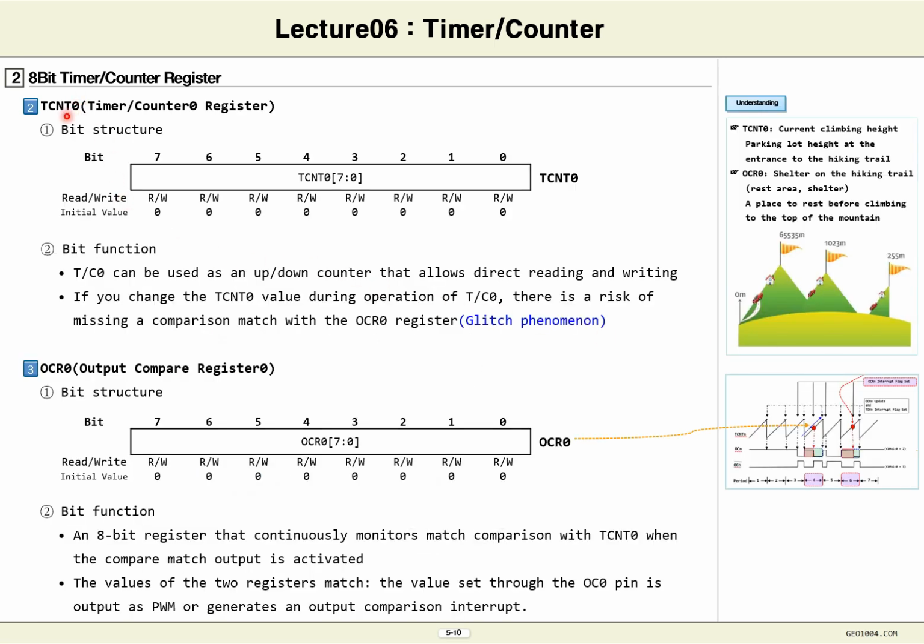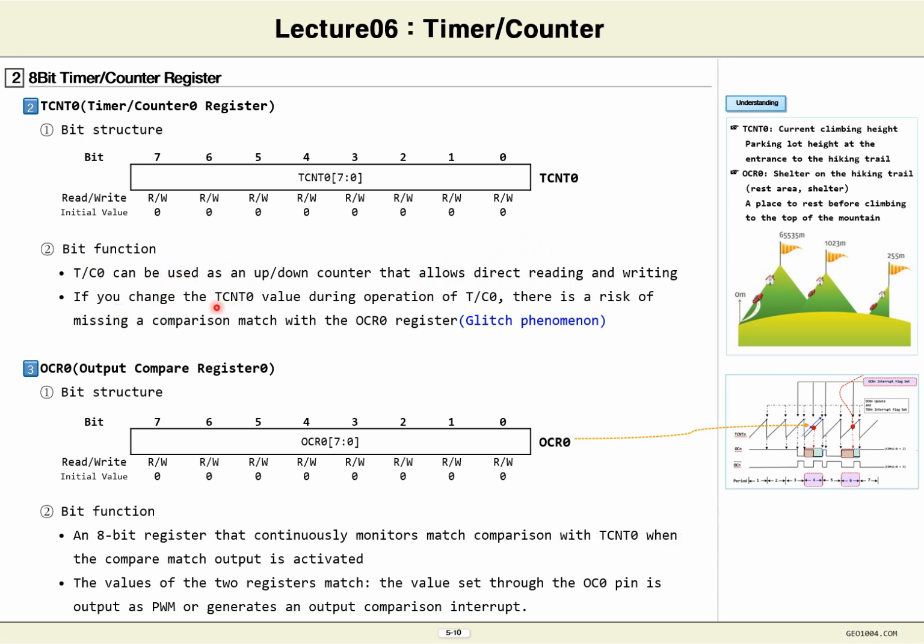Now let's look at the second register, timer counter 0. The timer counter 0 register is used by timer counter 0. It is a register that allows immediate reading and writing access when operating as an upward or downward counter.